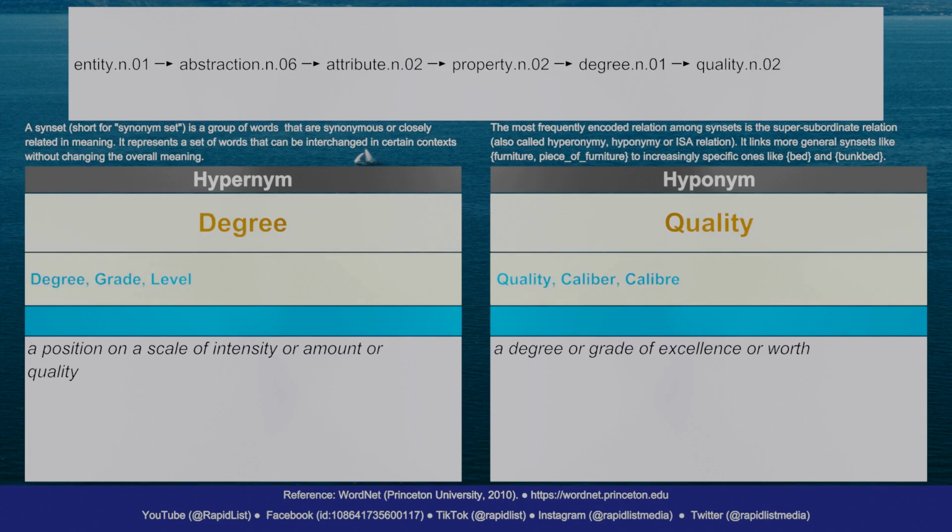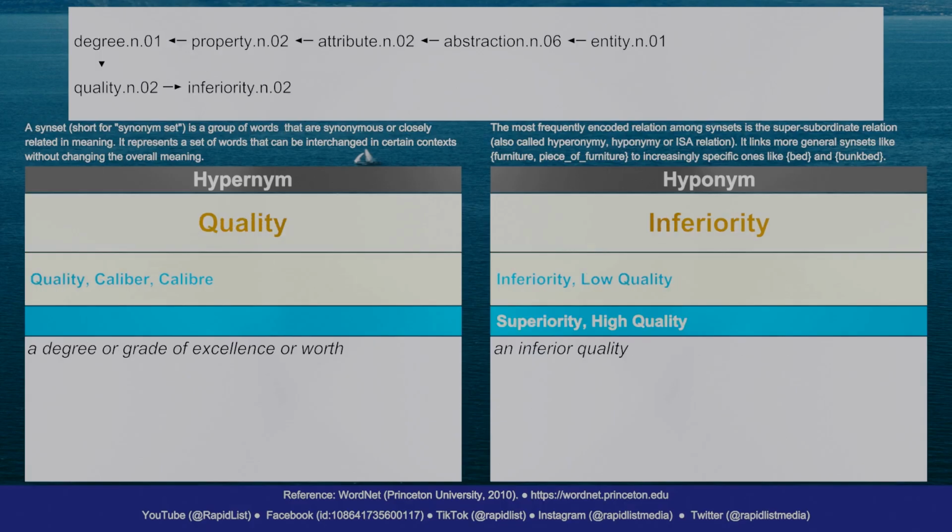Quality. A degree or grade of excellence or worth. The quality of students has risen. Inferiority. An inferior quality.